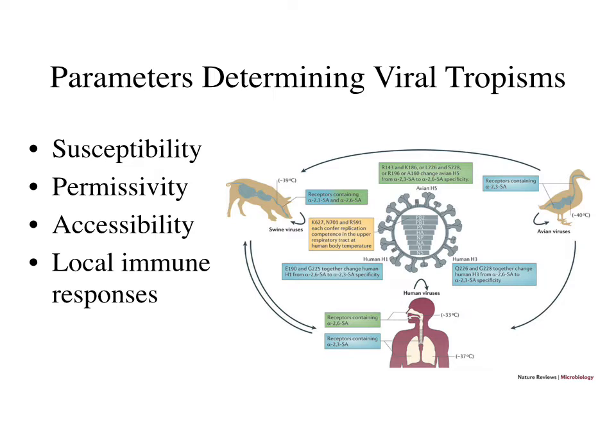Then you have to have accessibility. Does the potential host animal and the virus ever come into contact? Will the virus be able to access that host? And then, of course, we have local immune responses, the innate immune system, and so on, that can also play a role in determining tropism.